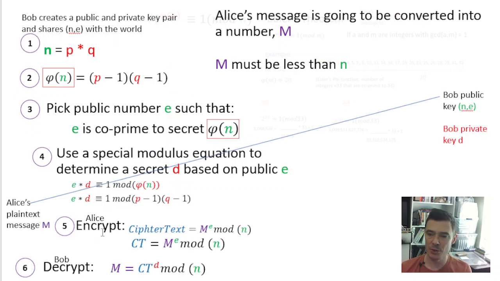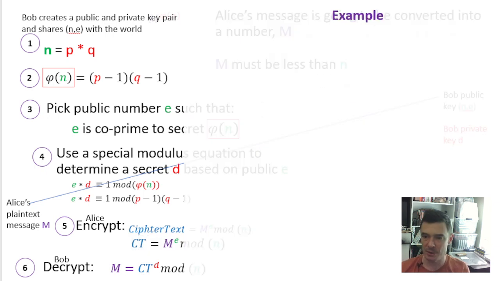But Alice takes Bob's public key. She takes her message, she takes Bob's public key, and she creates a ciphertext message using her message raised to the power of e, which is Bob's public key, to the modulus n, also his public key. And only Bob, that has the key d, which is, as we know, related to e, can decipher this and get back the original message.